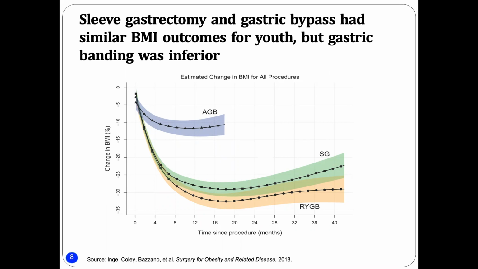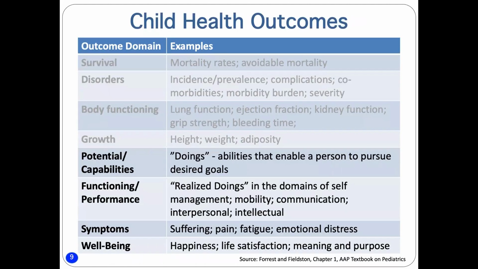Sleeve gastrectomy and Roux-en-Y show very similar change in BMI, with many fewer adverse events associated with sleeve gastrectomy. So this provided support for sleeve gastrectomy when bariatric surgery was being done for adolescents. So this is an example of a study that was done in PEDSnet that informed clinical decision-making. It used a clinical outcome here of body mass index, a measure of adiposity, a measure of growth, focusing on that domain. So that's all I'm going to say about clinical outcomes. This is a talk really focusing on the lived experiences of patients and their patient-reported outcomes.